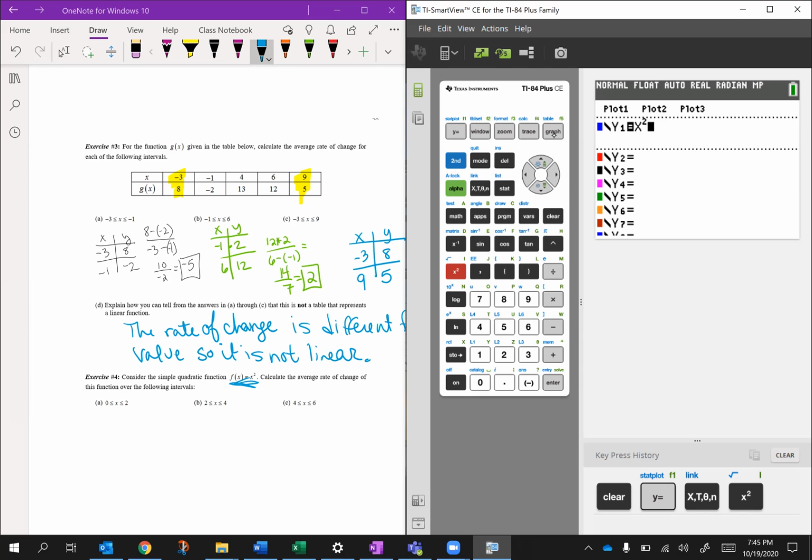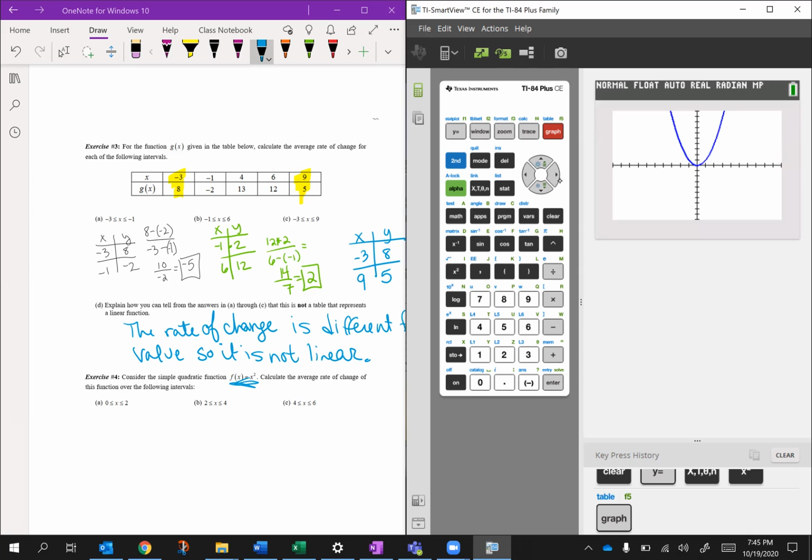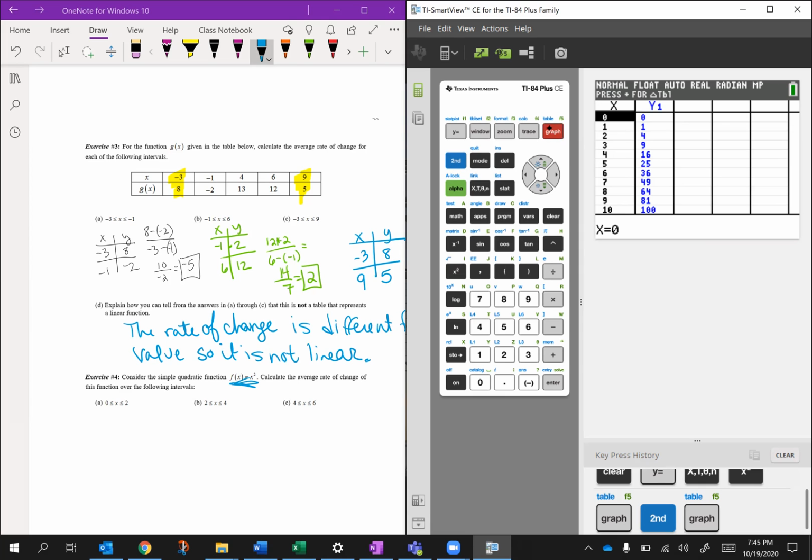If we want to look at the graph of it, it would look like that, but it's a little bit complicated to read off the graph. So we're going to want to look at the table value. So we hit second graph. Now we have the table values. If your numbers don't go in order 0, 1, 2, 3, 4, let me know so I can help you change your table setup.